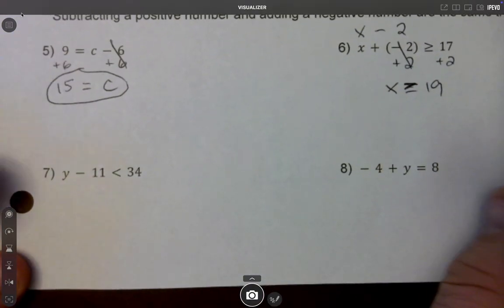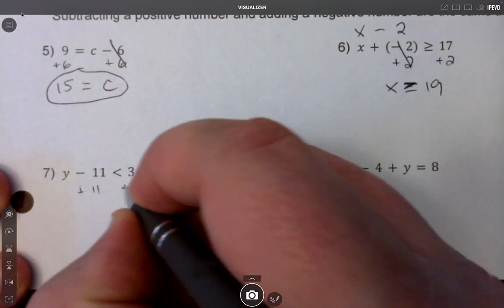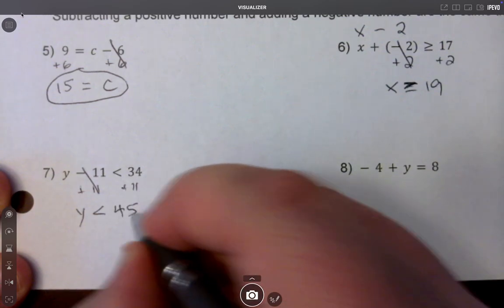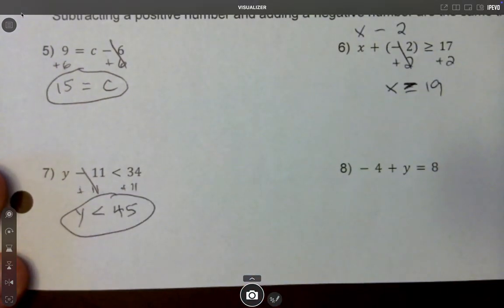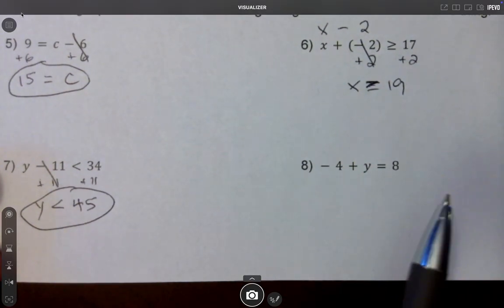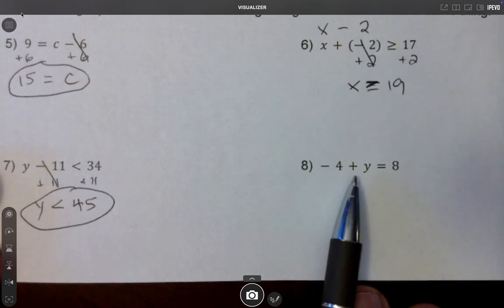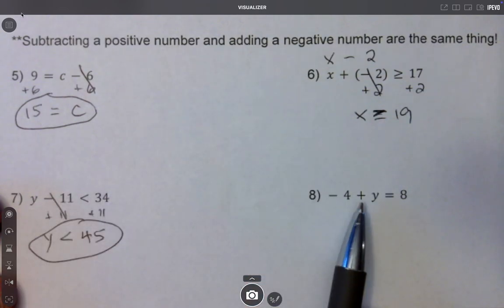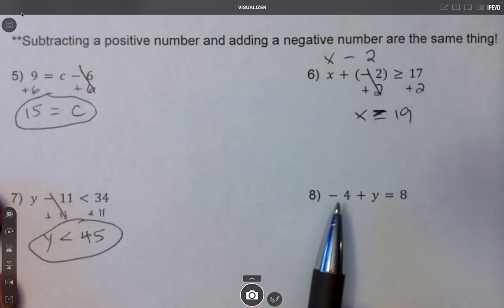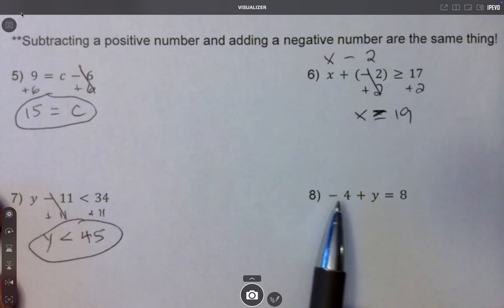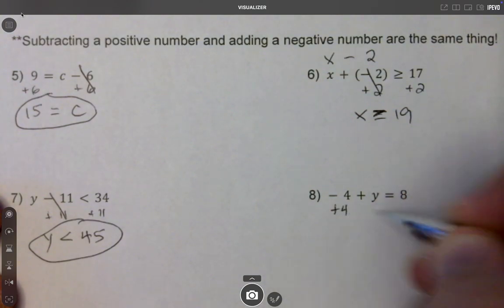Okay, 7, we're doing y minus 11, so we add 11 to both sides. And we get y is less than 45. Okay, and 8 is another important example because you might say, well, wait, they're not subtracting, they're adding. But remember, subtracting a positive number and adding a negative number mean the same thing. So again, you don't look at what's to the right of the number, you look at what's directly to its left. So since that's a negative 4, we will add 4 to both sides.